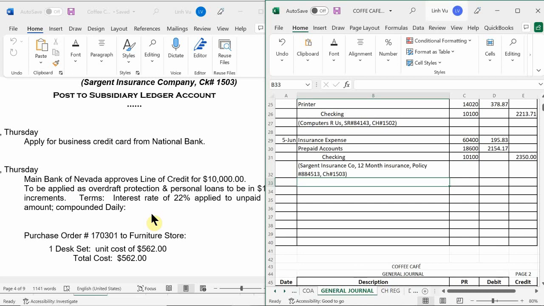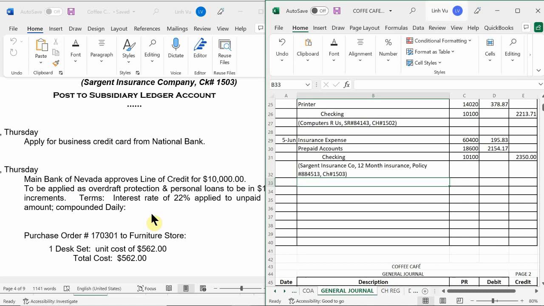Yes or no? No. Good. Because here's the condition. You need to spend the money. We only received the $10,000 credit, but there's a condition. It's only to protect your bank from overdraft protection, and it's only if you take personal loans out in increments of $1,000. So in this case, we didn't take any of the money out yet. So that means we do not need to record this transaction because we didn't spend the money yet. We still have that $10,000 line of credit.